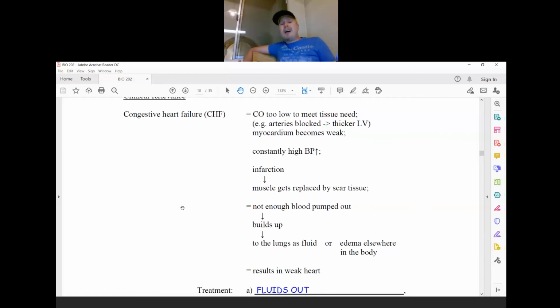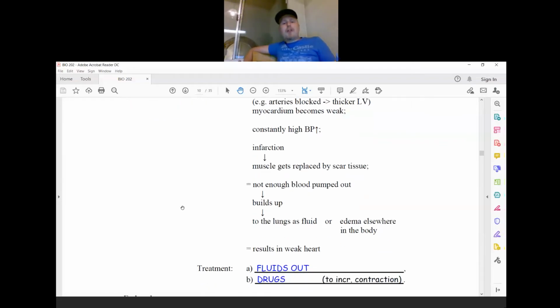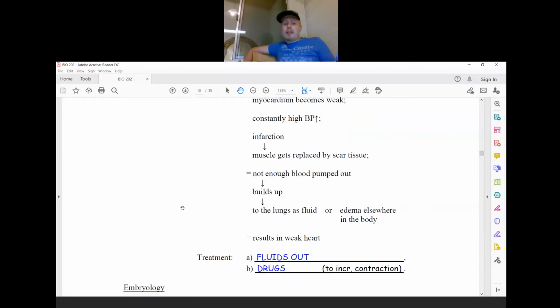Imagine the way to die, that your lungs get filled with fluid, your own blood, or elements from your own blood. That would not be a great way to go. So your weak heart is not working quite as well as it should, so the blood doesn't get pumped out properly. How do you treat congestive heart failure? You want to drain some of the fluids out and use drugs to increase the contraction of the heart.